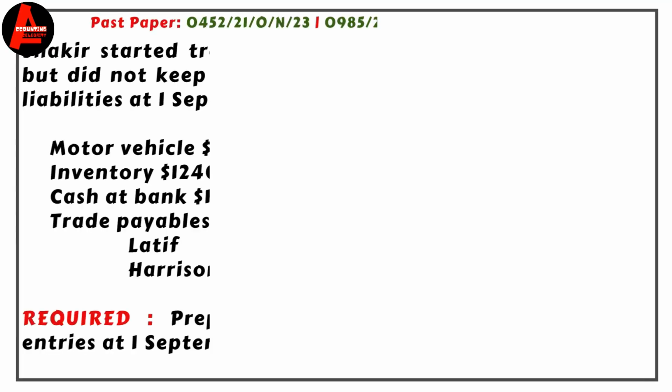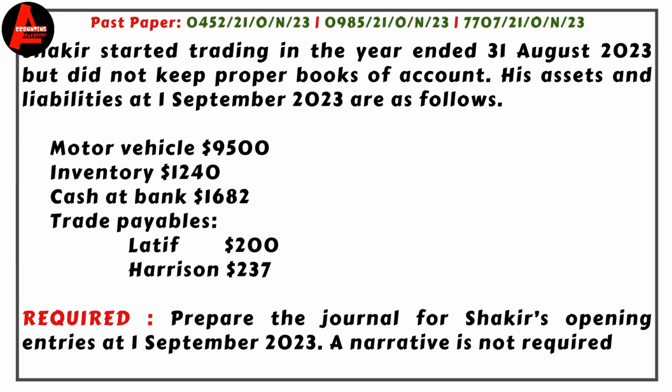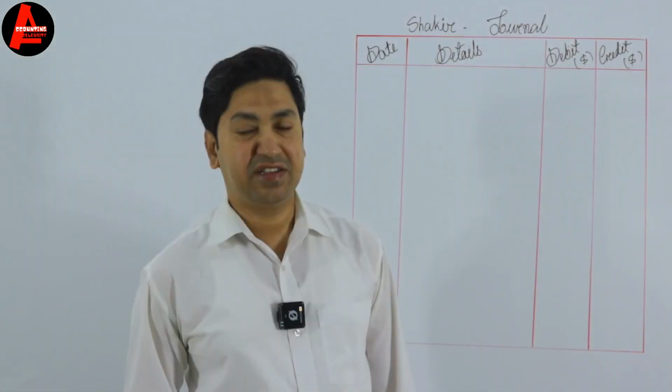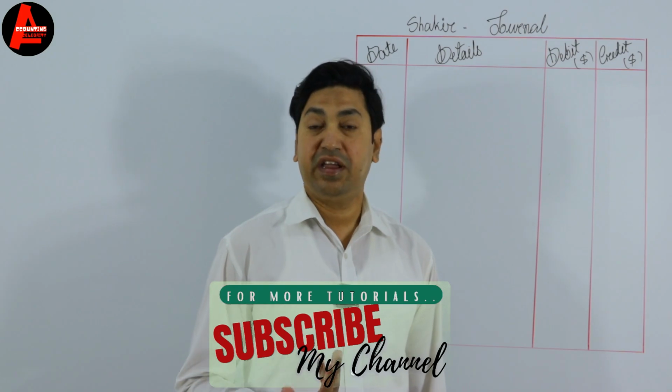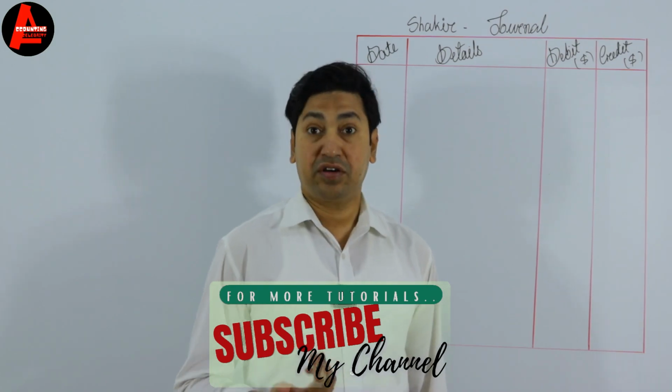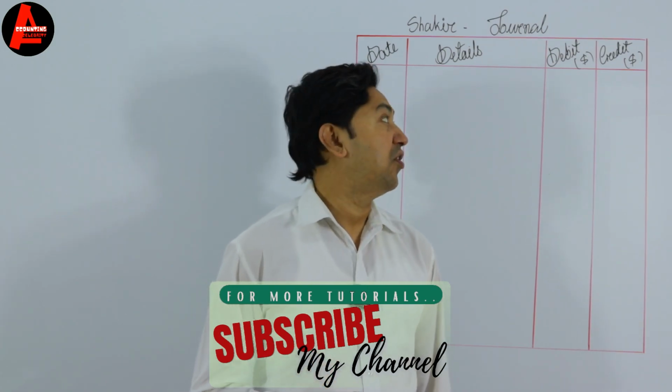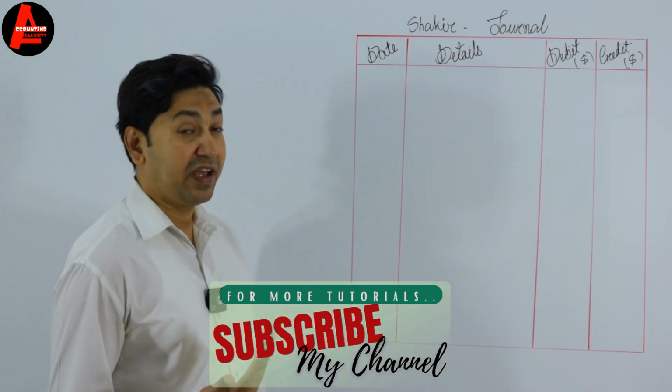Here on the question it is mentioned, prepare the journal for Shakir's opening entries at 1st September 2023. A narrative is not required. Okay. So these are opening balances. He started business on 1st September. The ending will be 31st August 2024. So on 1st September he has balances.